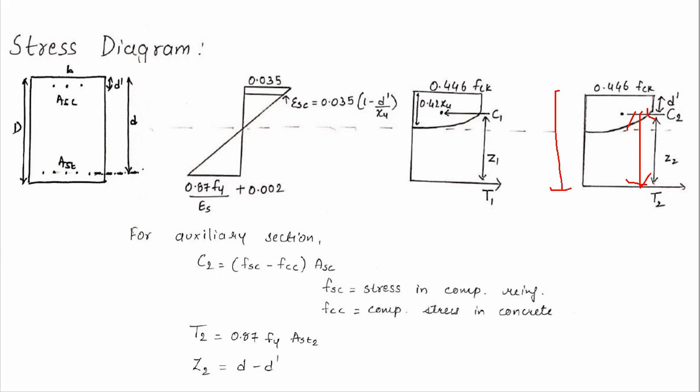The distance between the top fiber and the area of steel in tension, that is AST, is always small d, that is the effective depth. This, as we know, is the top cover d dash. So the remaining distance will be d minus d dash. So our lever arm in the secondary or auxiliary section will be Z2 equal to d minus d dash. Okay.